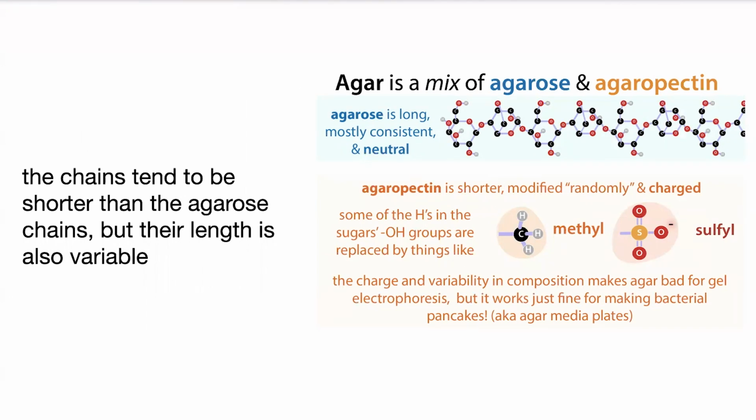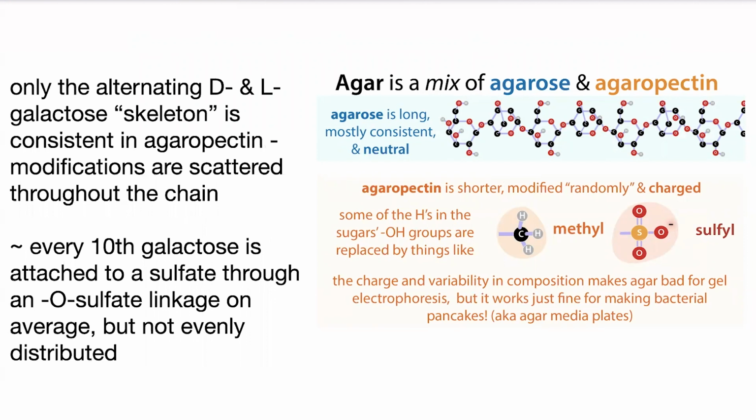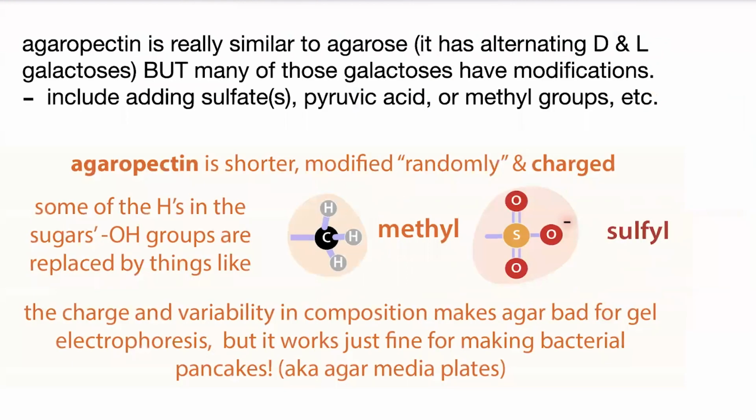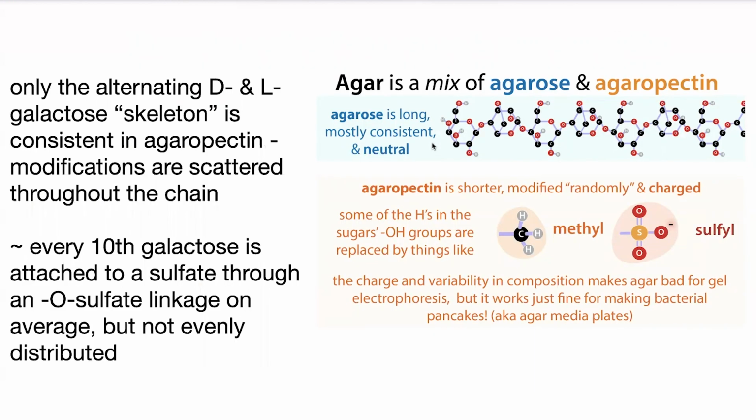What can also be variable is going to be the modifications. So there's different modifications, including methyl groups, so these CH3, sulfur groups, which we've talked about a lot because they're going to be those negatively charged groups. But there are also different modifications you can get, like pyruvic acid and things like this. And again, these are going to be kind of scattered throughout. So on average, you might have every 10th galactose be attached to a sulfate through an O-sulfate linkage. So that's basically attached through one of the oxygens. But that's on average, and the modifications are really scattered throughout. So it's a mixed bag that you're going to get.